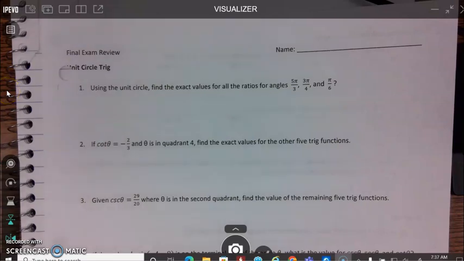Hey guys, so here is the start of the review, and this will be the unit circle section.